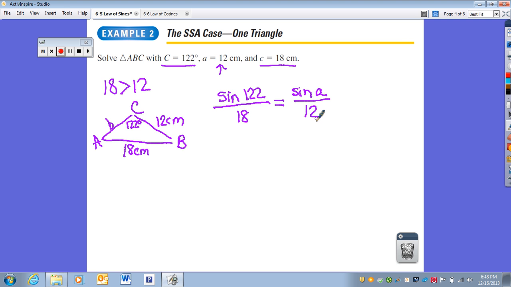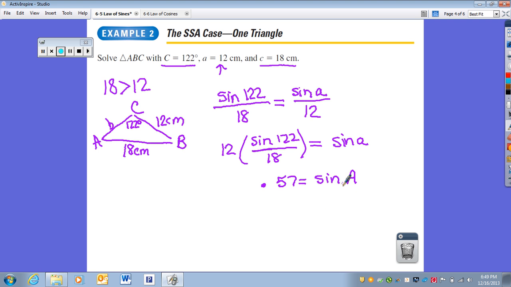So what we will do to solve is multiply both sides by 12. So we have 12 times the sine of 122 divided by 18, and that should equal the sine of angle A, which is our theta. When we multiply that out and do our mathematics on our calculator, we get 0.57, and that equals the sine of angle A, or theta.